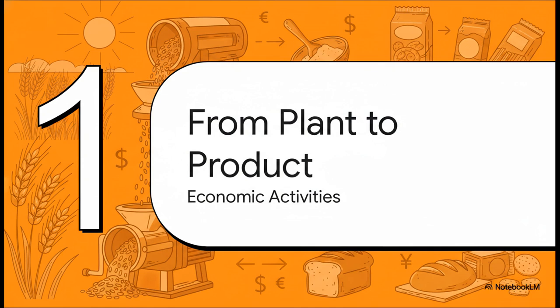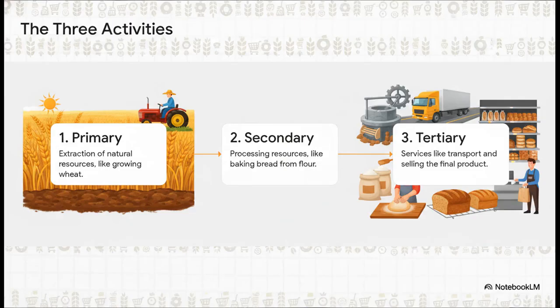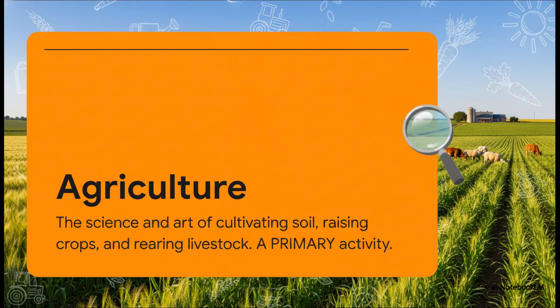Well, it plays out across three distinct economic stages. It all kicks off with the primary activity. That's the farmer, out in the field growing and harvesting the wheat. Then comes the secondary activity, which is where that raw wheat gets processed, milled into flour, and baked into bread. And finally, you have the tertiary activity. This covers all the services that get the bread to you, like the trucks that deliver it and the stores that sell it.